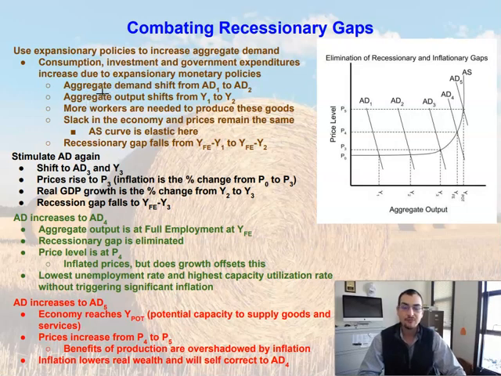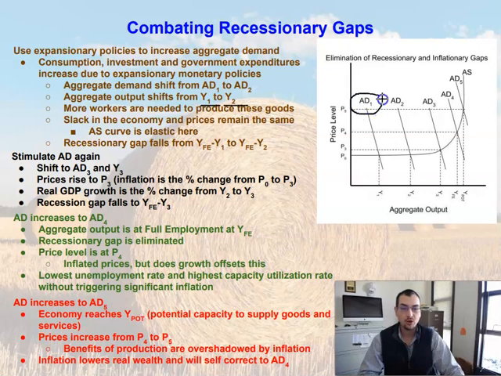So what happens if we increase that aggregate demand and shift it from AD1 to AD2? We go from AD1 over here to AD2. And remember, we're in this part of the aggregate supply curve, where the prices really don't change all that much, but at the same time, output can change quite a bit. So as we move from AD1 to AD2, the first thing is that aggregate output shifts from Y1 to Y2.